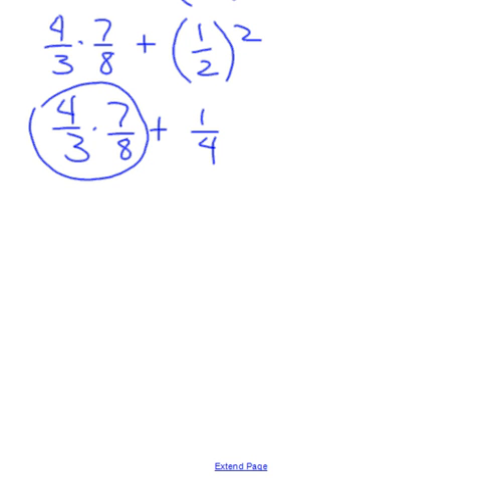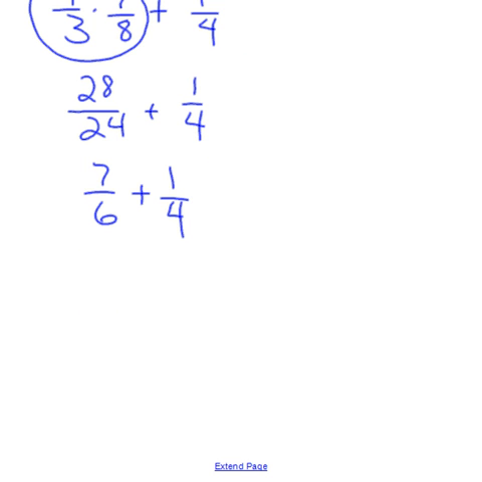So I'm going to multiply straight across, 28 over 24. I'm going to reduce this. So I can reduce that by 4. So I'm going to get 7 over 6 plus 1/4. I need a common denominator, which is going to be 12. So this becomes 14/12 plus 3/12. So the whole thing becomes 17/12.